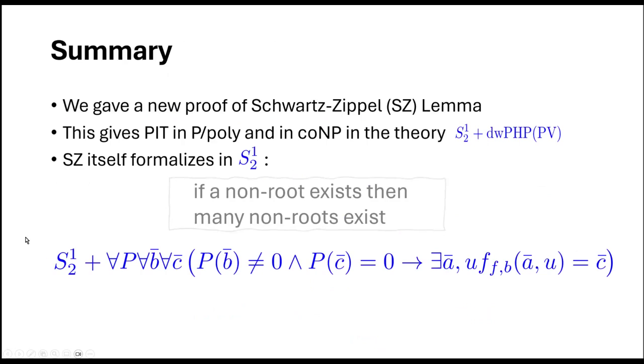Right, and let me summarize quickly. We gave a new proof of the Schwartz-Zippel Lemma, and this gives a PIT in P/poly and in co-NP in this theory, and Schwartz-Zippel itself formalizes, so to speak, in S12. You don't need the weak pigeonhole principle if you want to just express it as the following: if a non-root exists, then many non-roots exist. Or this is the specific statement that this should have been a V dash proof.